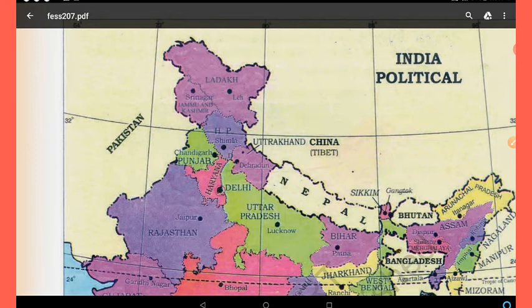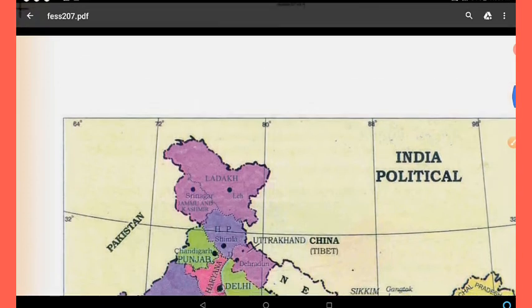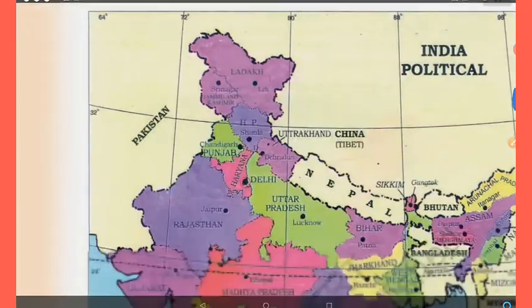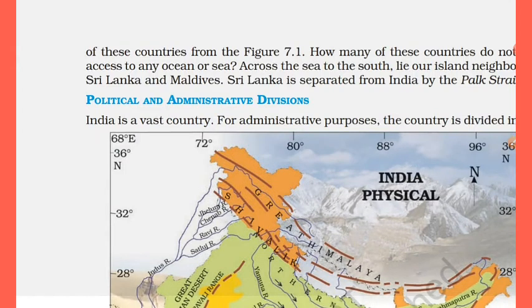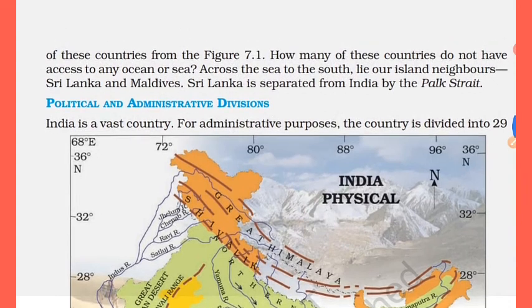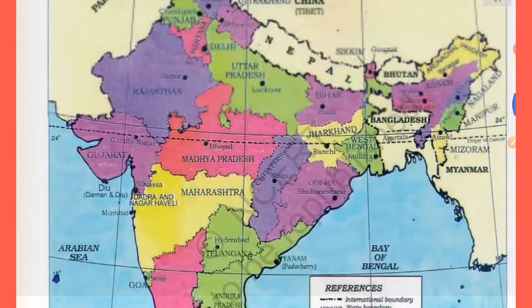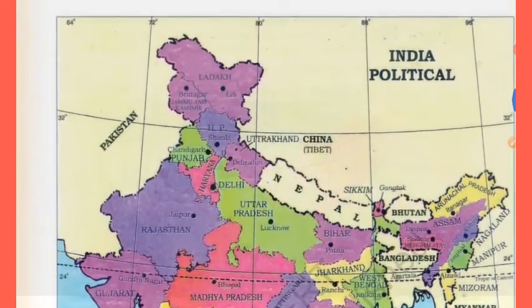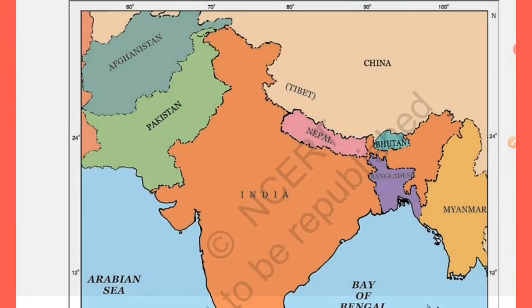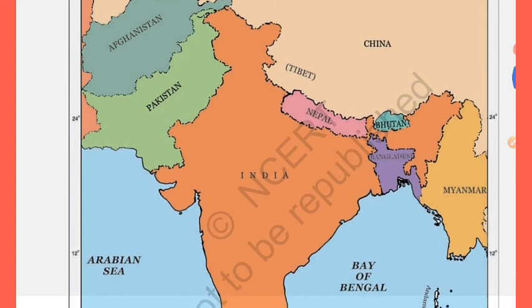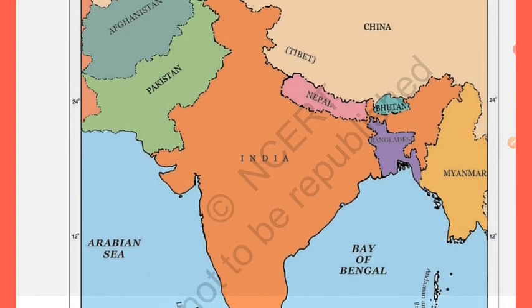So this was about the neighboring countries of India. In the next video, we'll discuss the political and administrative divisions of our country. Till then, you have to see these maps and fill in a blank map. You can fill the map with the help of this map, showing the neighboring countries of India. Thank you. Have a nice day.